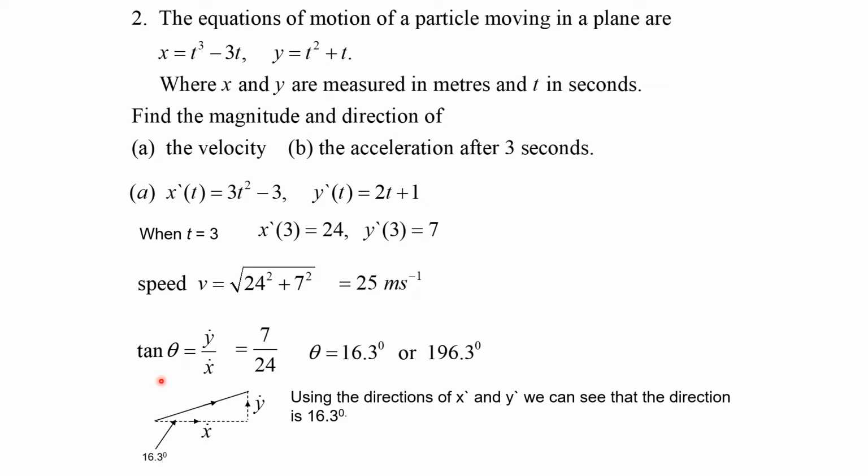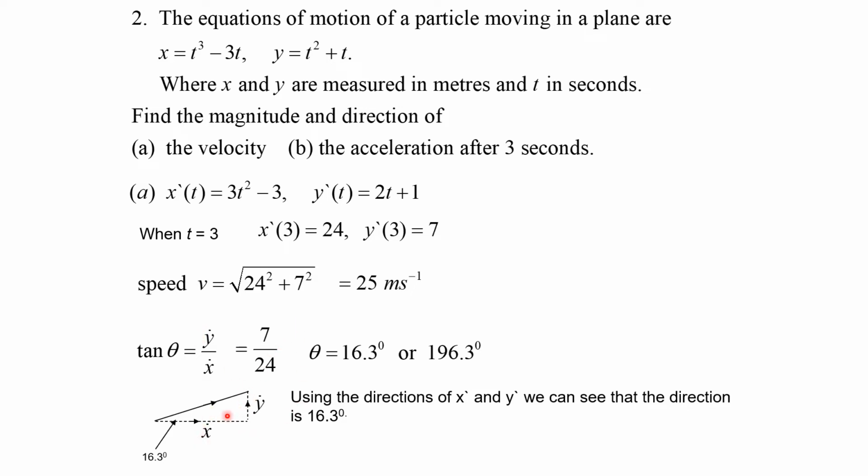And the direction, you need to find magnitude and direction. The direction of the velocity will be tangent theta equals y prime over x prime. So in this case, we'll get 7 over 24. Inverse tangent of 7 over 24 gives you 16.3 or 196.3 degrees.